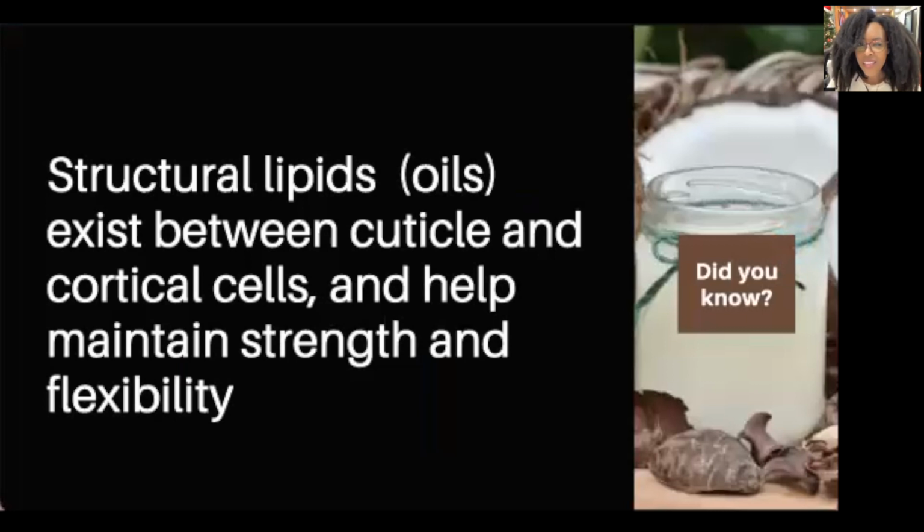Do you remember the main layers of your hair? Pause the video and write them down. What were they? They were the cuticle, the cortex, and the medulla. Well, in between the cells that make up these layers, there is a cement that makes the hair pliable and flexible. So we have structural lipids that exist between the cells and help your strands maintain strength and flexibility at the same time.